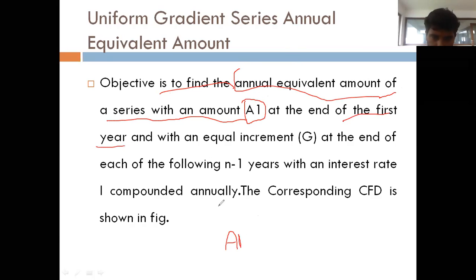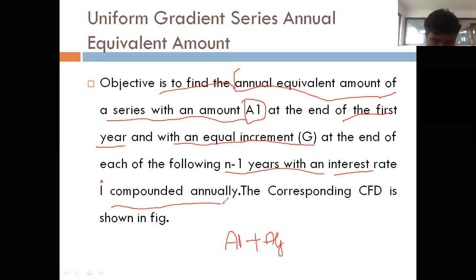Plus with an equal increment, A1 plus G, at the end of each following n minus 1 years, with an interest rate of i compounded annually. So the corresponding CFD will be like this. Very important.